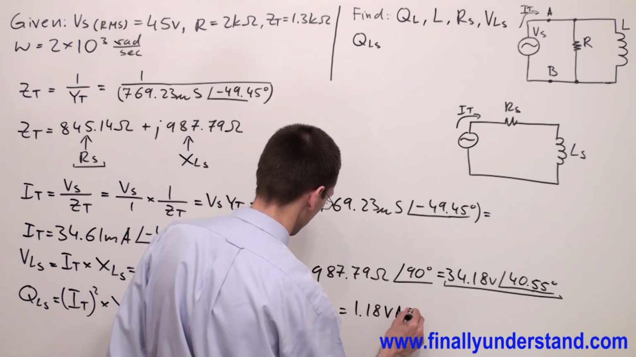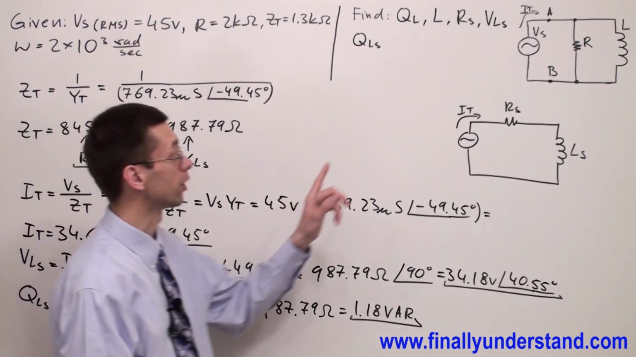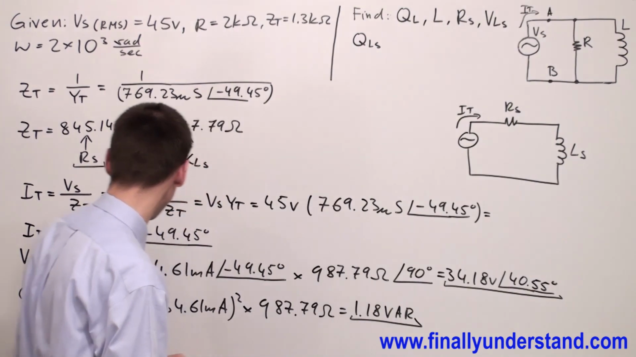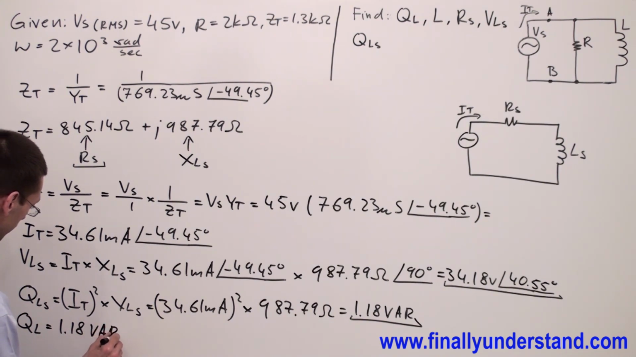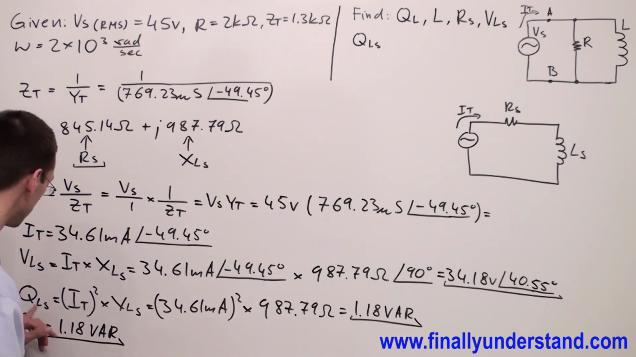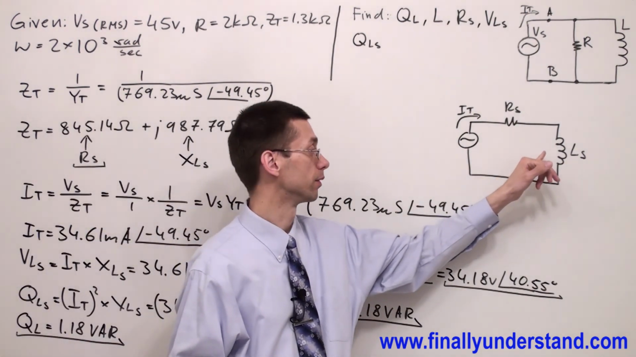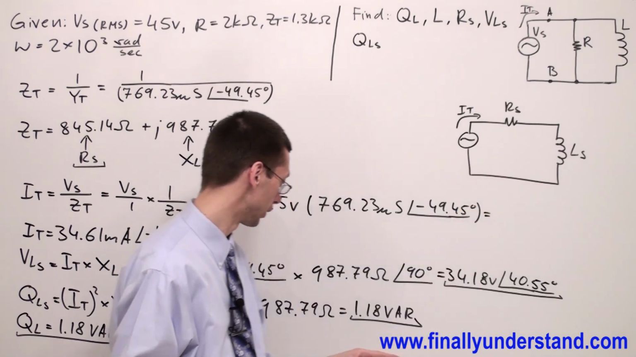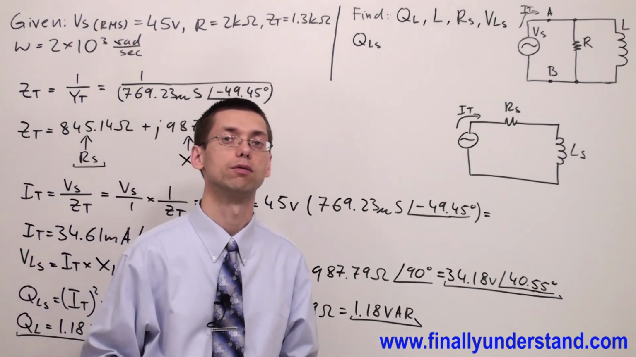volt amp reactive. Please notice that before we were calculating QL for the parallel circuit. We obtained the value 1.18 VAR. We found the QLS, meaning the reactive power for this inductor, and we got exactly the same value, right? So it means that we solved the problem correctly.